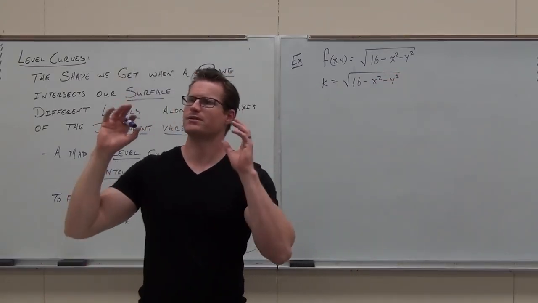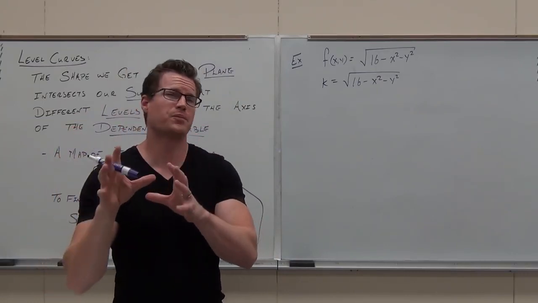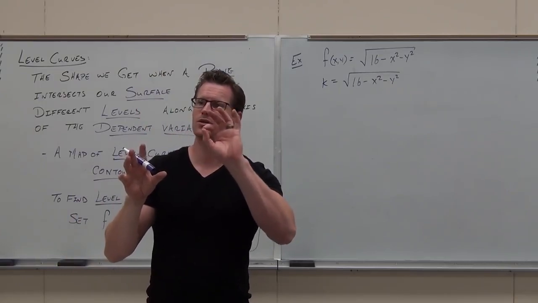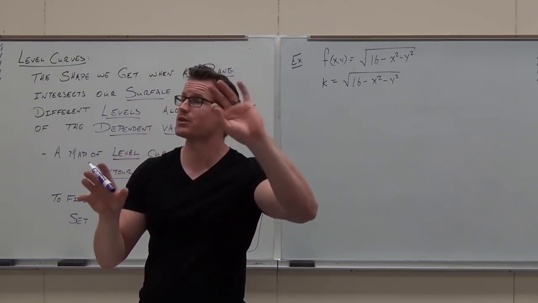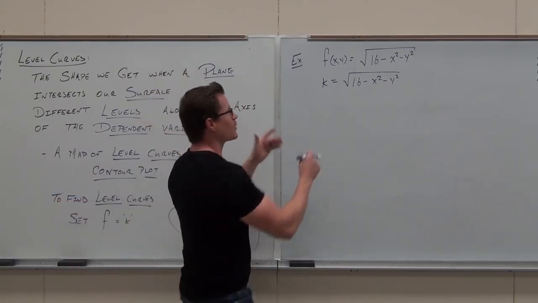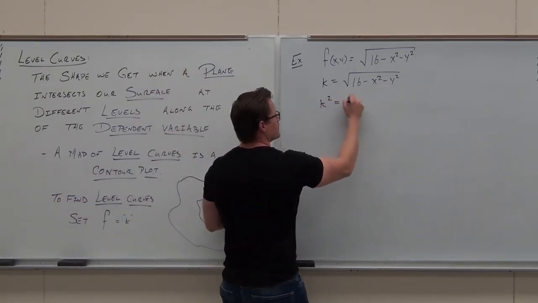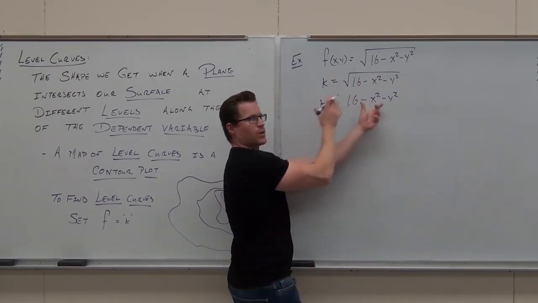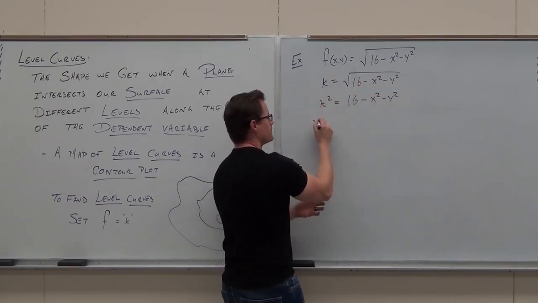And solve it, very similar to how you'd solve it with a z in there, except don't include the k where the z would be. Get the k with the constants. Why? Because k is supposed to be just a number. So if I did that, okay, I'm going to square it. k squared equals 16 minus x squared minus y squared. I want to add these over here. I want to get my variables on one side.